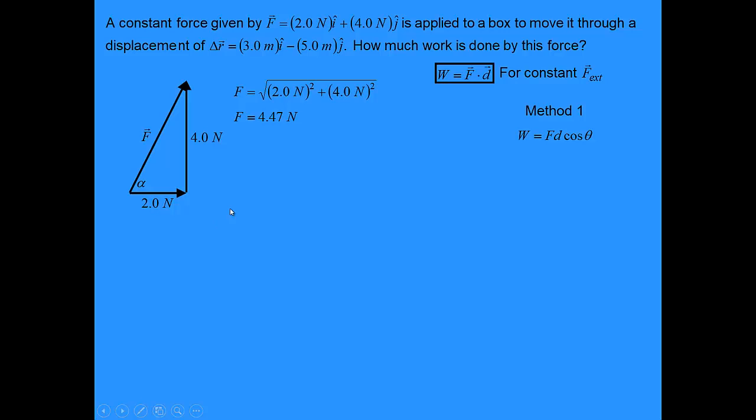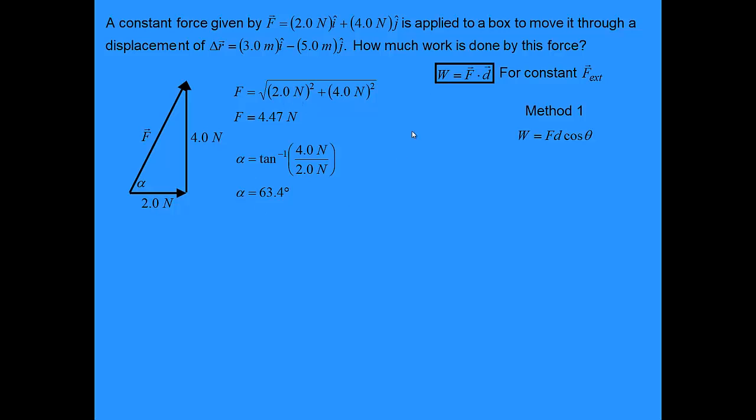I'm going to keep an extra sig fig here and round off at the end. So this is 4.47 newtons. To find this angle, we'll do an inverse tangent, opposite over adjacent. Make sure your calculator is in degrees. Again, keep an extra sig fig. And we get 63.4 degrees. So this force vector is actually 4.47 newtons at 63.4 degrees using counterclockwise from zero notation.